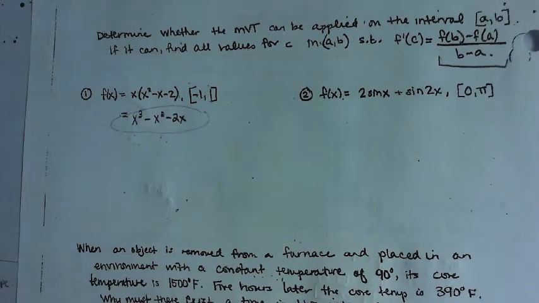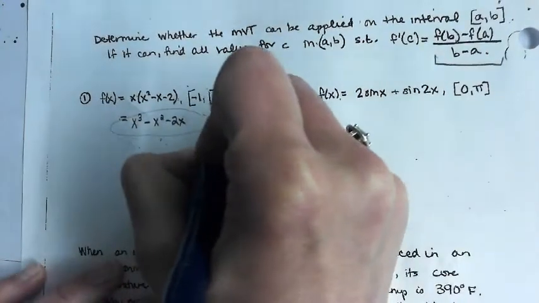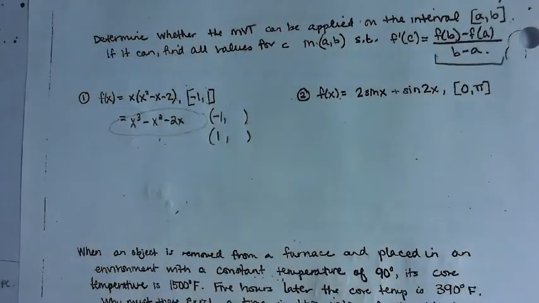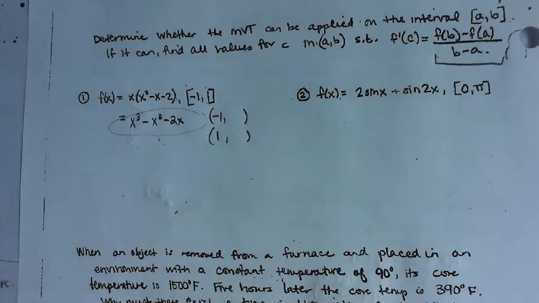Connor, what do we need to do first before we can jump right into that? We need to find the values for 1 and negative 1. Right, we need to find the points. So negative 1 and 1 are going to be the endpoints of our interval. We have to find out what those are so that we can find the slope between them.